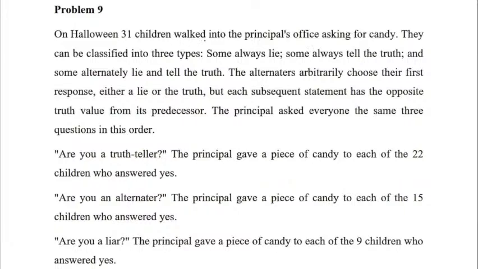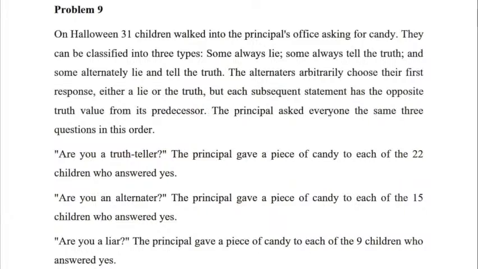This is AMC 12A 2022, problem number 9. On Halloween, 31 children walked into the principal's office asking for candy. They can be classified into 3 types. Some always lie, some always tell the truth, and some alternately lie and tell the truth. The alternators arbitrarily choose the first response, either a lie or the truth, but each subsequent statement has the opposite truth value from its predecessor.